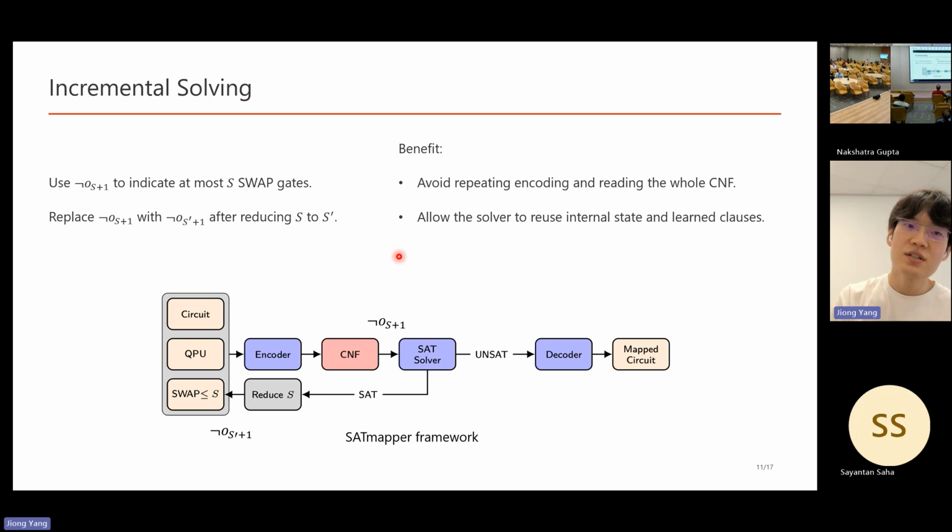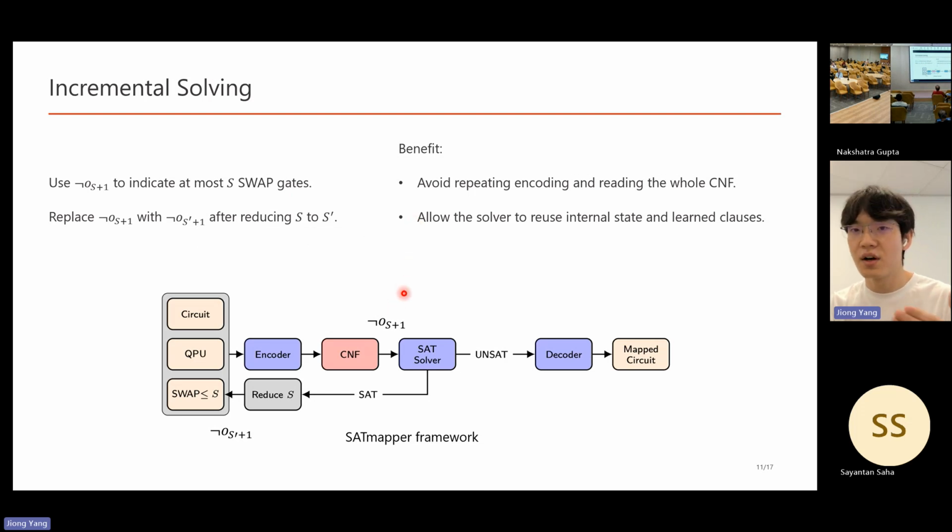At every iteration, we use the assumption not OS plus 1 to indicate at most S swap gates. And after reducing S to S prime, we only need to replace not OS plus 1 with a new assumption, not OS prime plus 1, to indicate the new bound. As a result, we can avoid repeating, encoding, and reading the whole thing F at every iteration.